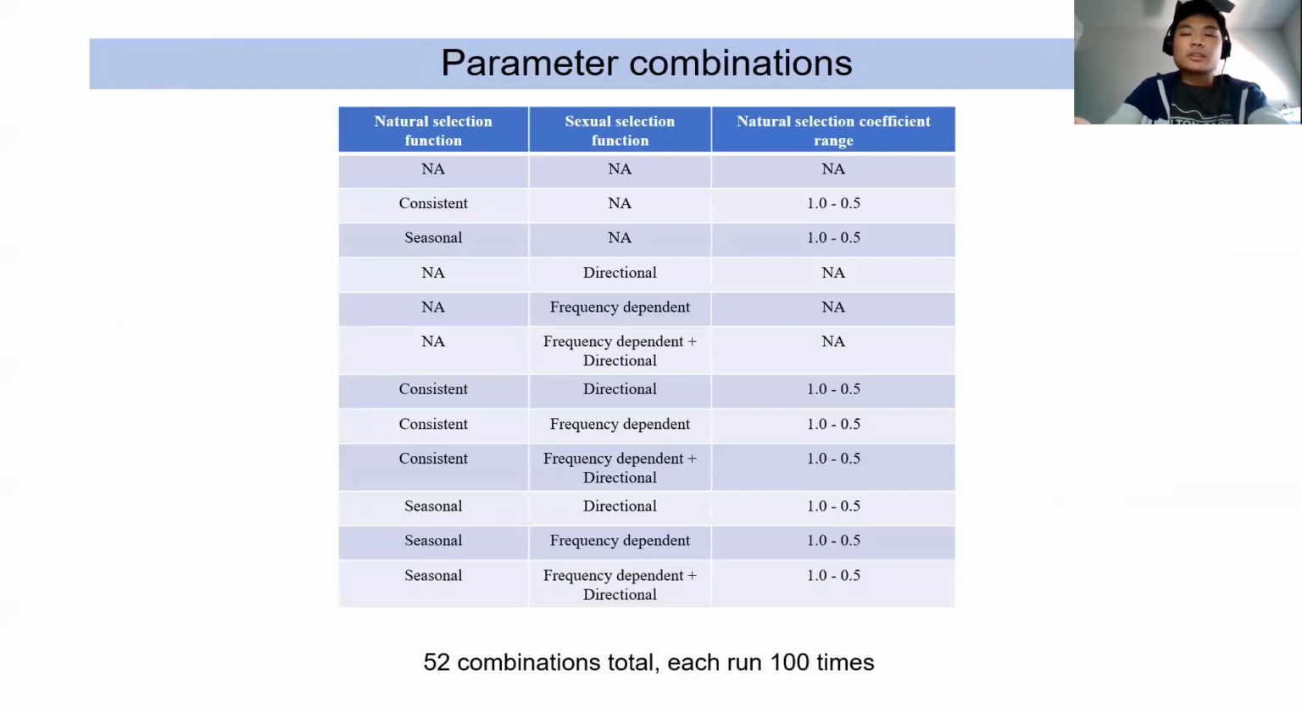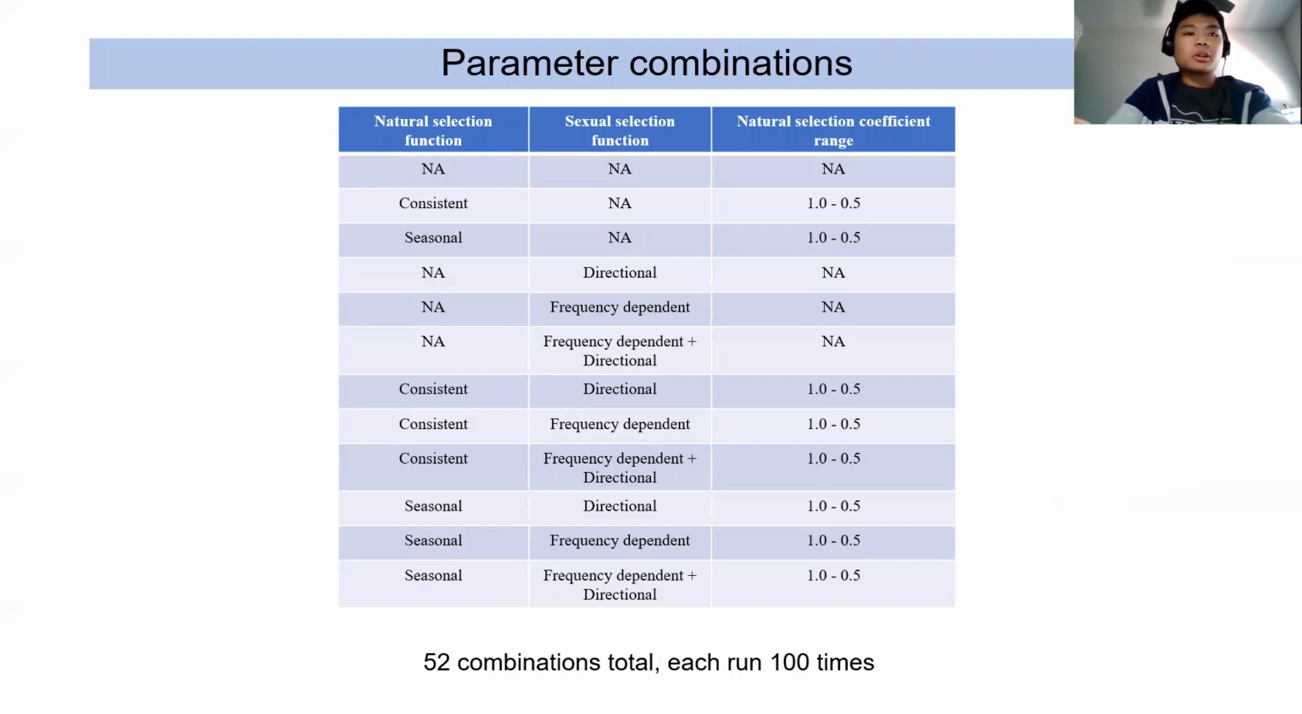Overall, 52 different parameter combinations were simulated, with natural selection functions being implemented in both a consistent and seasonal manner, and 3 different types of sexual selection functions being implemented. Each parameter combination was also run 100 times to account for stochasticity built into the population simulator.